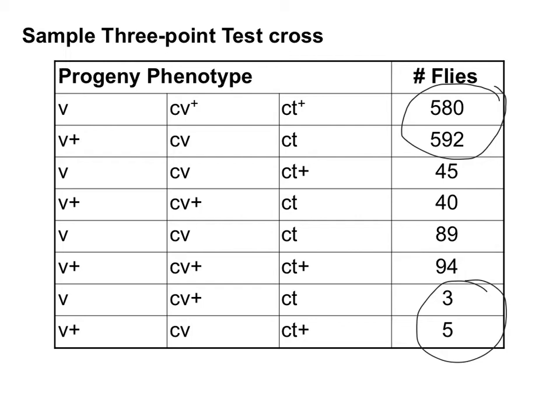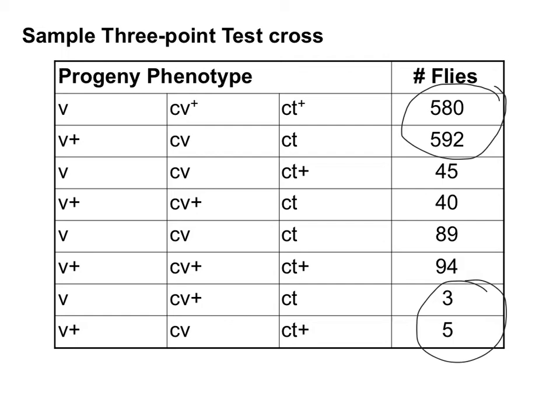Remember how we had that situation where the parent was heterozygous, that triple heterozygous parent, where they were heterozygous at the V plus locus, heterozygous at the CV locus, and heterozygous at the CT locus? Well, here we can see what happens if there's no recombination, no crossing over between any of the loci. These fruit flies look like their parents. In particular, they look like their mom.